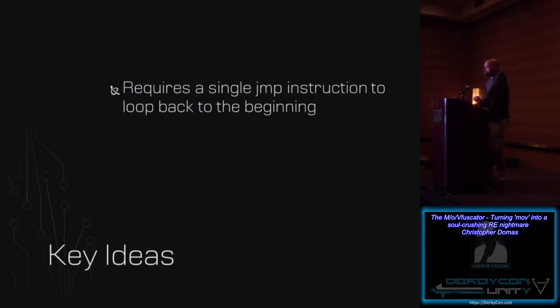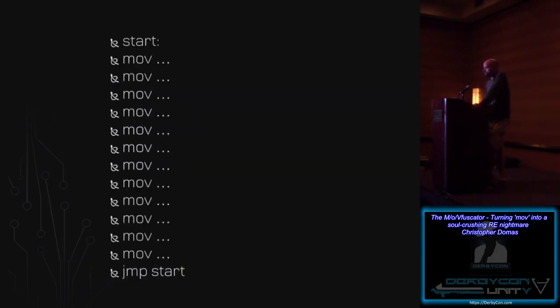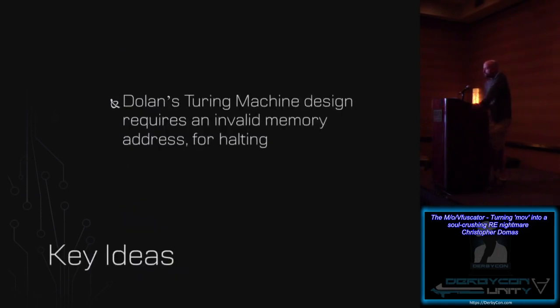Another key idea from Dolan's paper is that his Turing machine required a single jump instruction to loop back to the beginning of the program. That sounds like cheating if you're trying to stick with just move instructions, but it really doesn't violate the Turing completeness of move, and I'll show a little later how we can fix that issue. But this is what Dolan's program would look like: a whole bunch of unconditional move instructions followed by a jump back to the beginning of the program. His Turing machine design also required an invalid memory address for halting. We're executing all these moves in an infinite loop, so we need some way to stop our program.